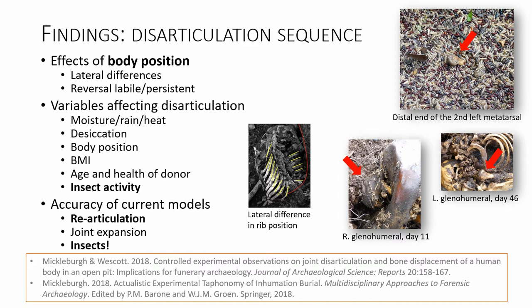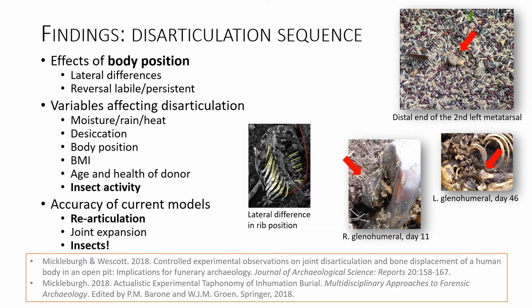Another main thing that came out of this investigation is there are so many variables that affect the process of disarticulation. Just moisture, body position, obviously, as we're speaking about this a lot, but body mass index, or how large an individual is, the age and the health of the donor, but hugely importantly, insect activity. So fly larvae hatch into maggots, and maggots can have a huge effect on the disconnection of the bone. They can get into the joints and move apart the bones and eat away the connective tissues. They will move around entire bones within an open space, especially the smaller bones of the hands and feet. So if you find a burial where the hands and feet are on the floor but they're completely distributed, it's very likely that that is caused by insect activity.